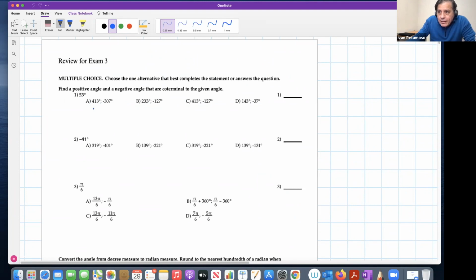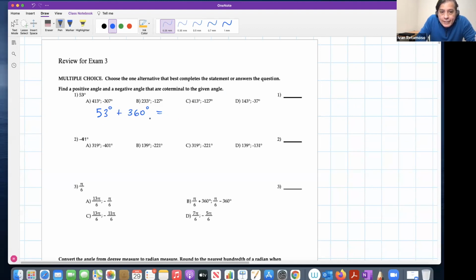Well, remember in trigonometry, we have this nice fact, which says that if we add or subtract 360 degrees, a full revolution, to an angle, we are not changing the angle trigonometrically speaking, because we are going back to where we started. So whenever you have an angle in trigonometry, feel free to add 360 degrees or subtract 360 degrees, and the angle that you get will be coterminal to the given angle.